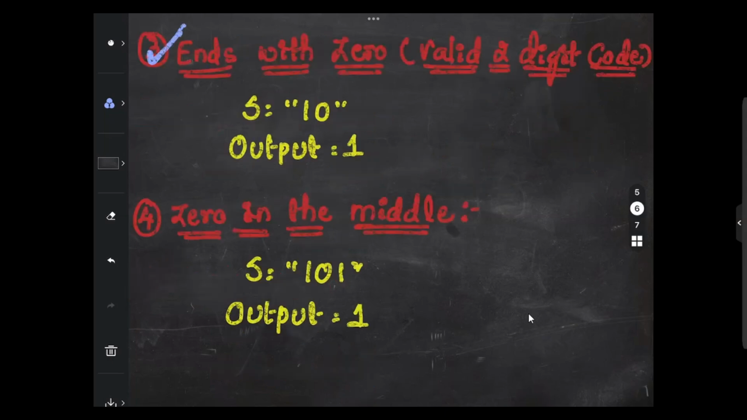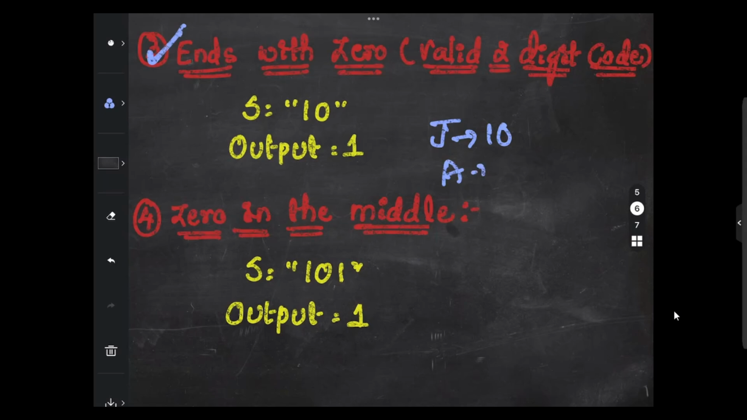So ends with 0. Ends with 0, this is fine. Ends with 0 means output is 1. How is the output 1 here? In this case, JA is valid, right? J is mapped to 10 here, and we can go with A as well. But 1 can be decoded to A, but 0 cannot be decoded to anything here, right?